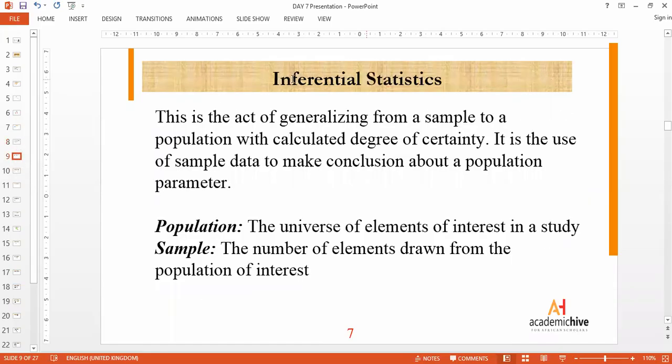So we can then go on to discuss inferential statistics.